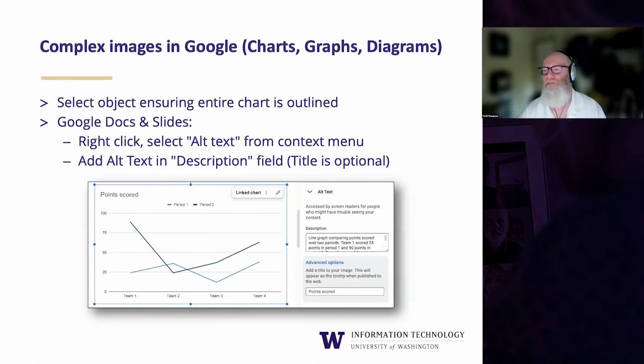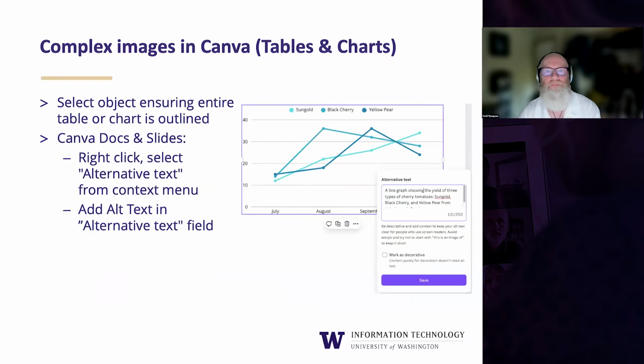Okay, then this one is actually mine, right? We're talking about Google. Select the object. Again, it's similar to what Gaby just described. Select the object, right-click, select alt text, and then you've got the alt text option. Once again, description is really where the alt text goes. In this particular screenshot, we also entered a points scored title, but the description is the more critical of the two fields.